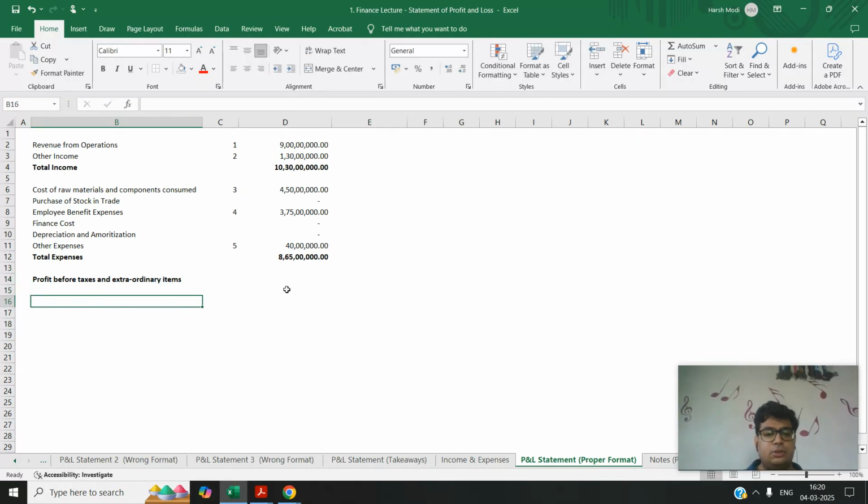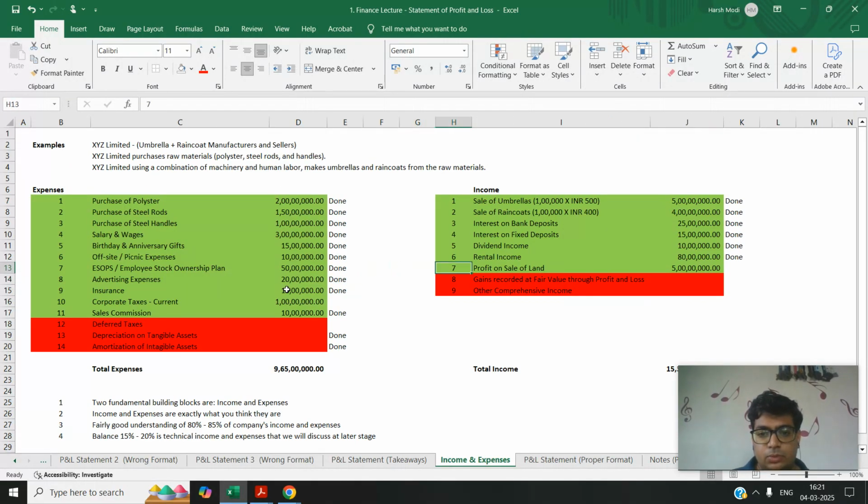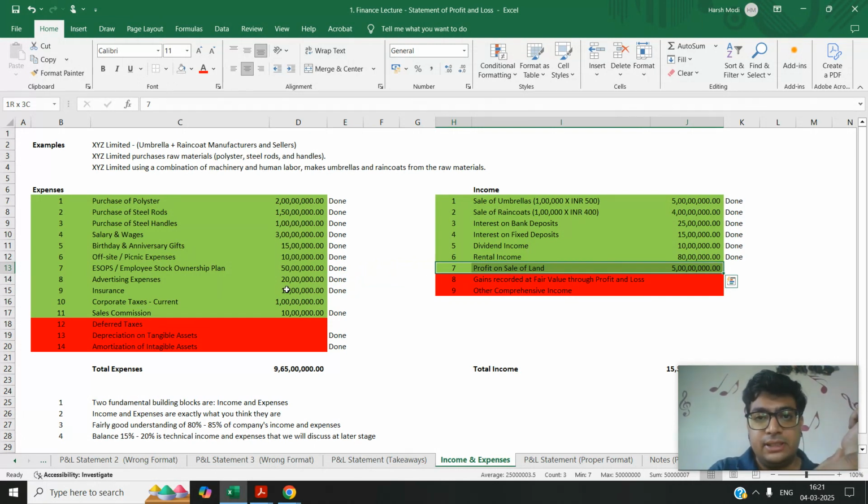Now what is this extraordinary item? So let's come to sale of land. Is sale of land XYZ Limited's business? No, it is not. Is it something that I recurringly keep on doing every year? No. This year XYZ Limited realized that it had some land for which it had no use and it sold it off. This is not something that we are going to keep on doing every year. So such unique peculiar items will also get shown separately.